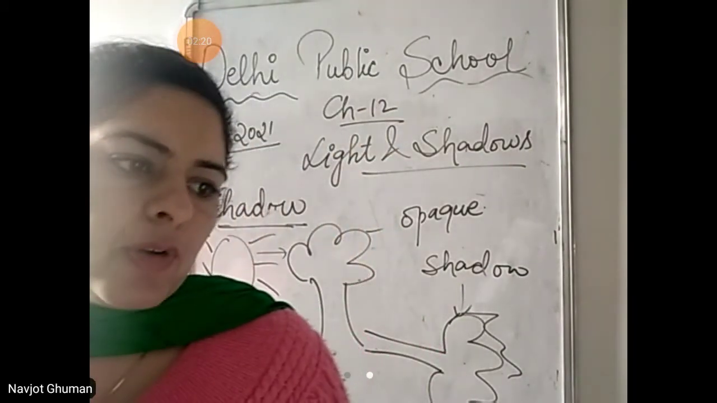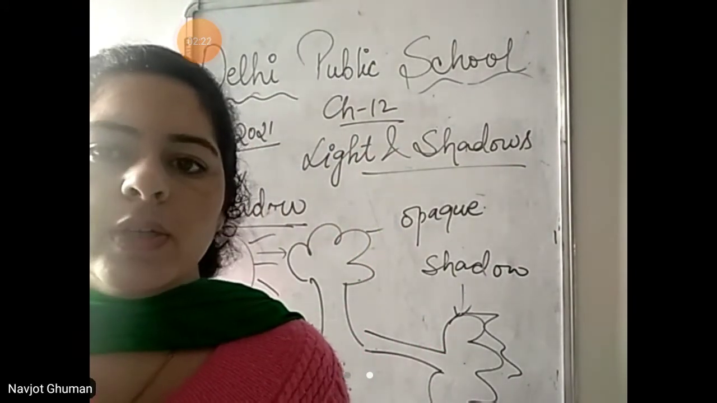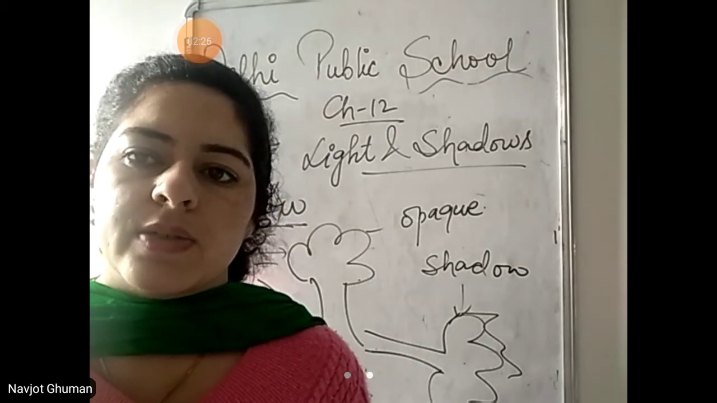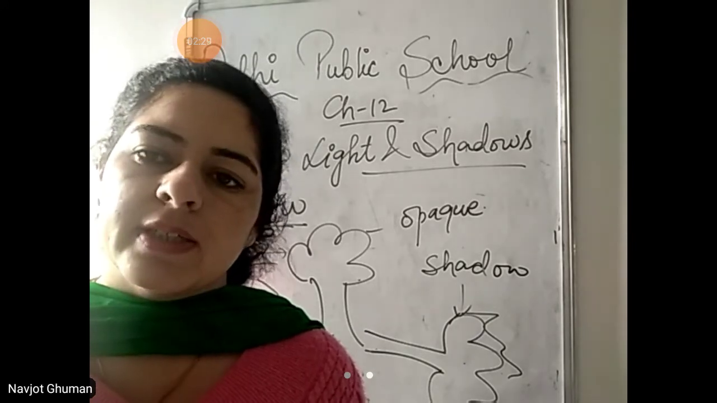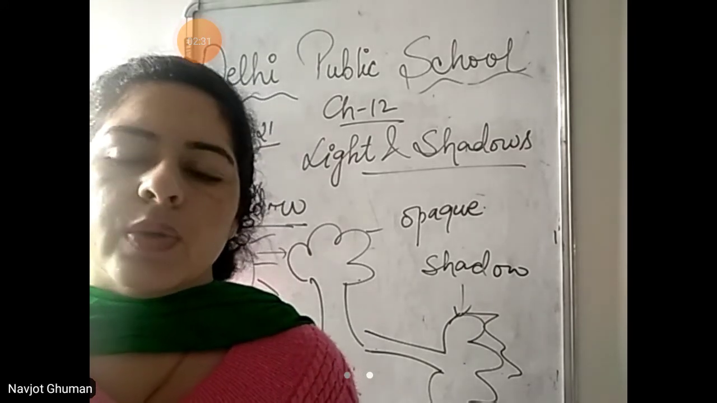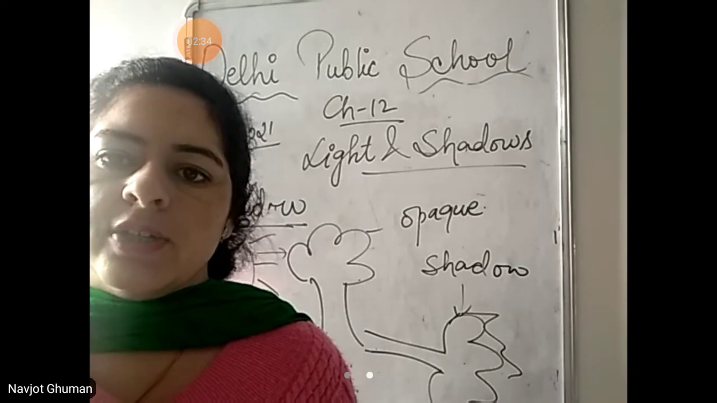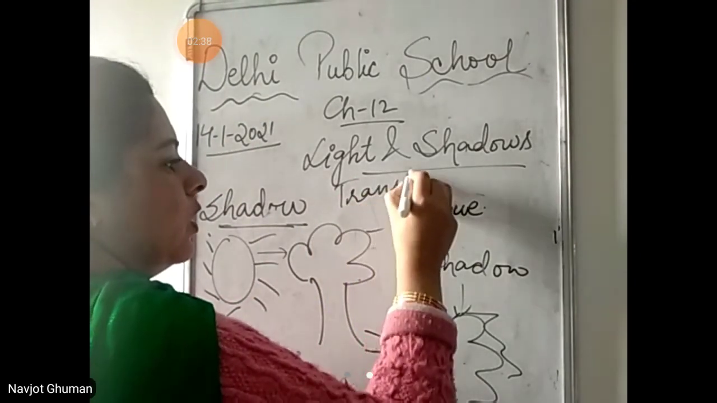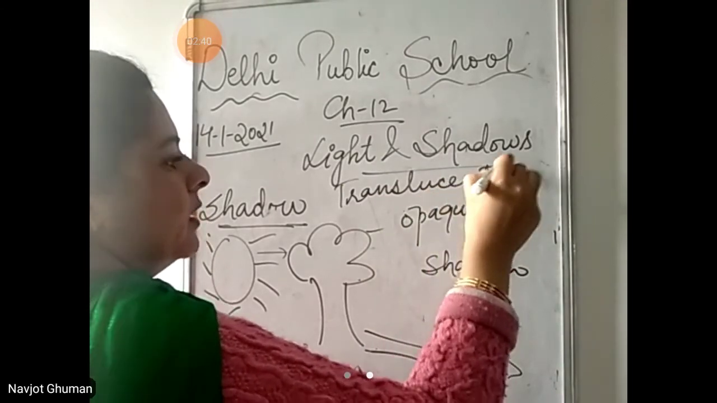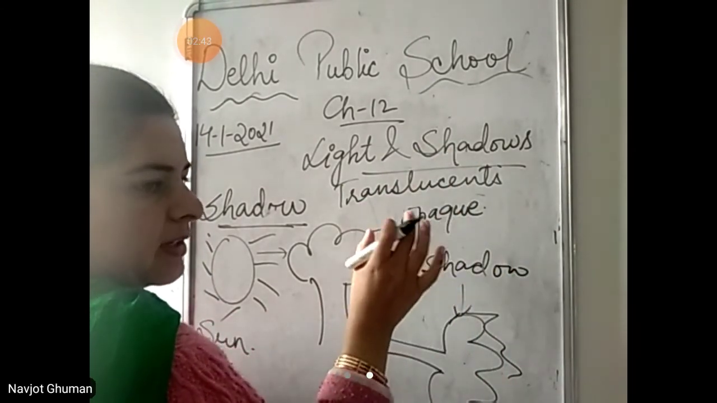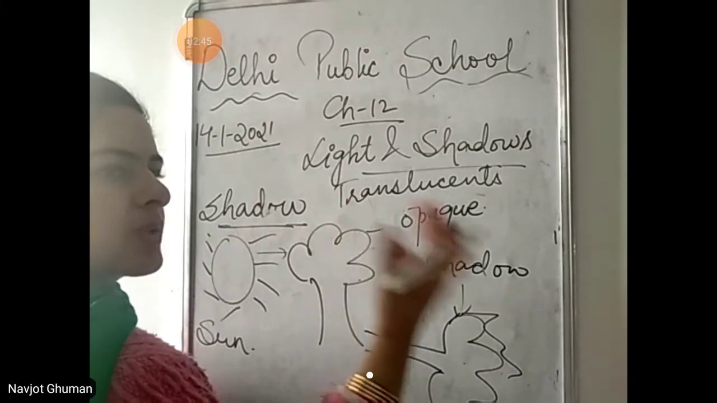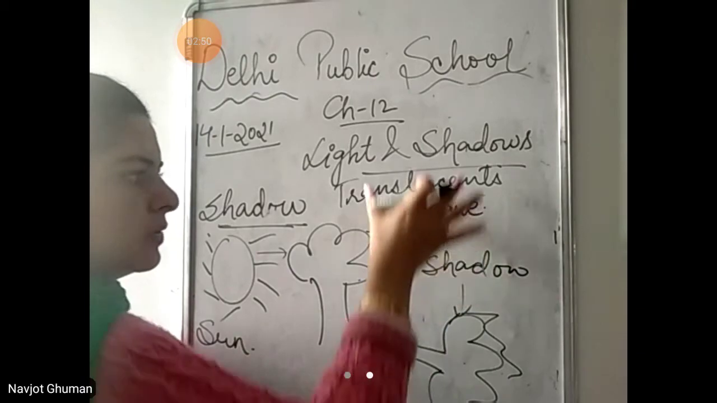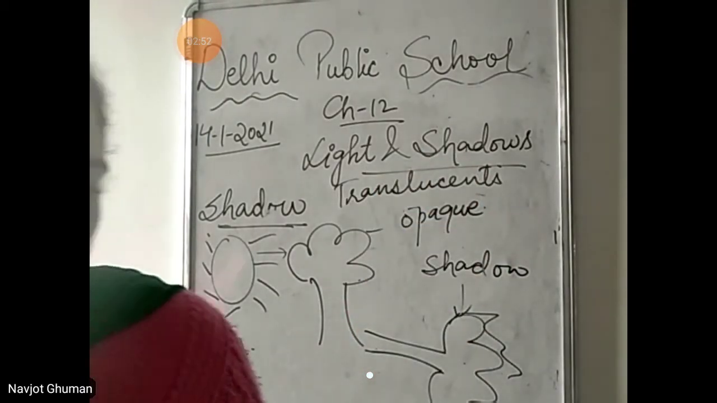Transparent objects do not form shadows as they do not block light. We know that transparent objects are the objects through which light passes clearly. The light passes through them completely, so they do not form any shadow. Shadows are formed by translucent objects or opaque objects. Translucent objects pass light but only to some extent. Opaque objects do not pass light. So they both form shadows.